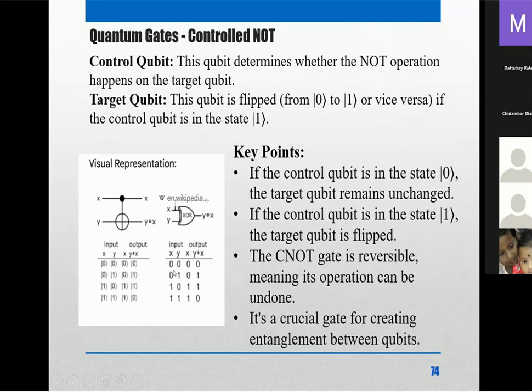We are using a NOR gate here. 0, 1 it is a 1, 0, 1, it is going to change to 1, and the output is going to be changed here. If the control qubit is in the state 0, the target qubit remains unchanged. Which is the target here? That is the output. Okay. If the control qubit is in state 1, the target qubit is flipped. The CNOT gate is reversible, meaning the operation can be undone. This is a crucial gate for creating entanglement between qubits.